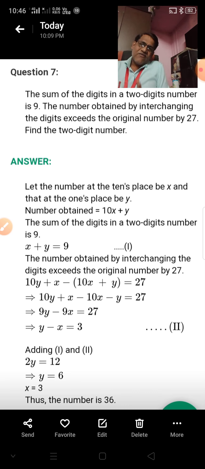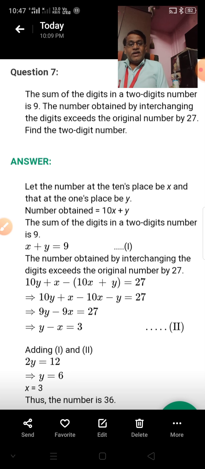Every 2-digit number has 2 places, that is the units place and the tens place. So let the digit at the tens place be x and the digit at the ones or units place be y. The number obtained is 10x plus y. The sum of the digits in the 2-digit number is 9. It means x plus y is equal to 9.